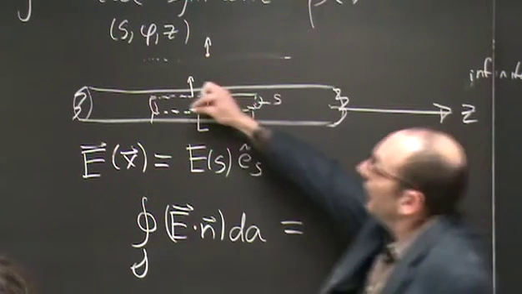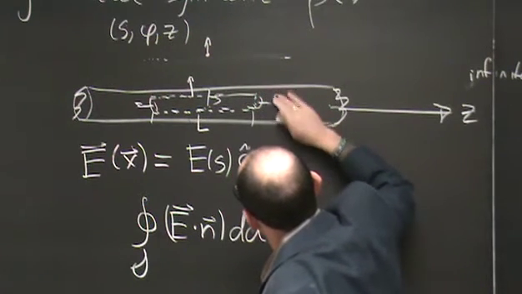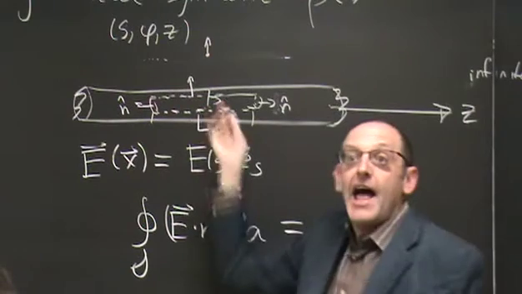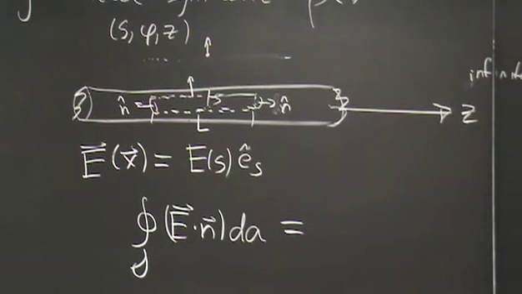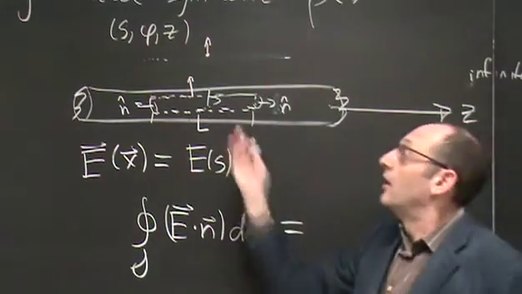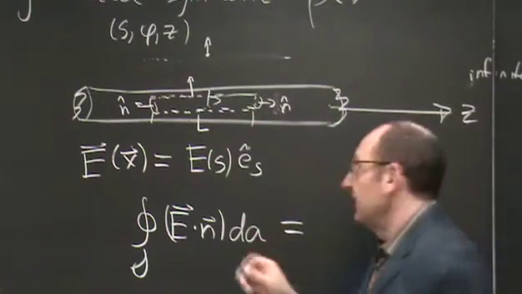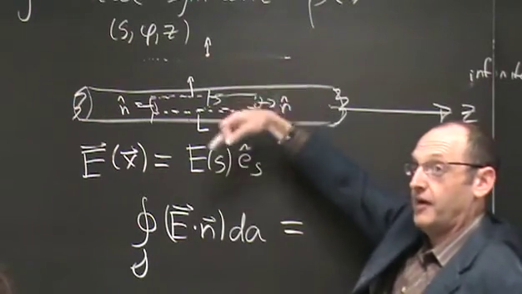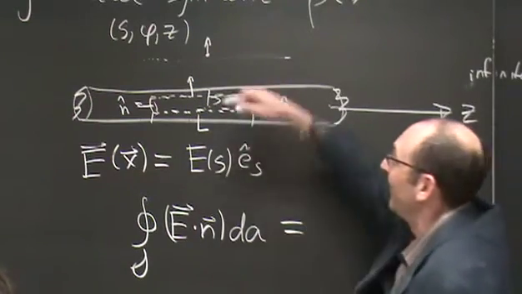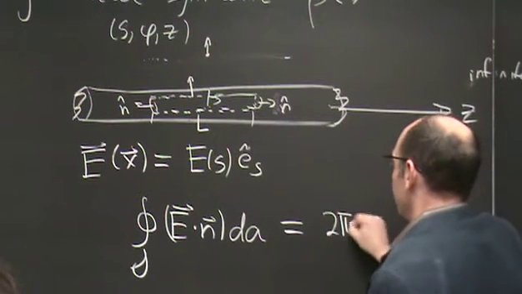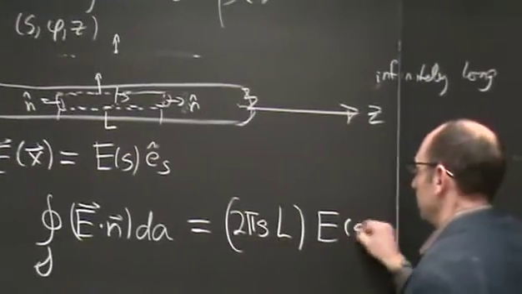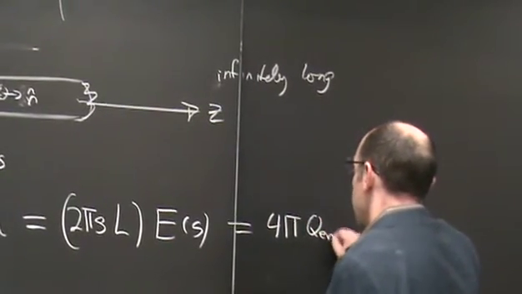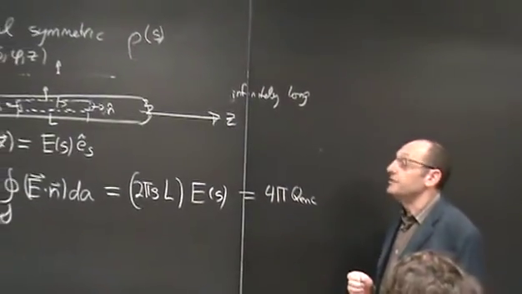Well, along the end caps of the little cylinder here, E dot n hat is 0. So there's no contribution to the flux on the end caps, and all the flux goes through the label of the soup can. And so the surface that contributes to flux is the surface area around this part of the cylinder, right? And that is the circumference times the length. And that is equal to 4 pi times the enclosed charge in that Gaussian surface.